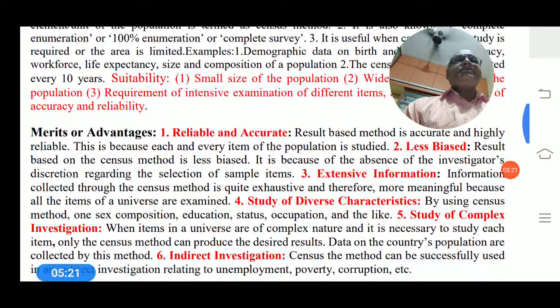What are the merits or advantages of the census method? This is one of the reliable and accurate methods. A result-based method is the most important, so it becomes an accurate one in population study. Then less biased, meaning anyone interested has to give data in this case. So results based on the census method are less biased. This is important because of the absence of the investigator's discretion regarding the selection of the samples.